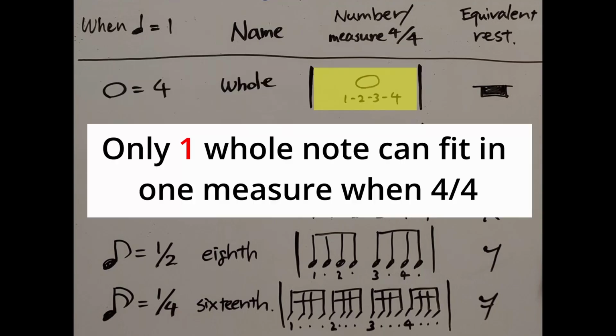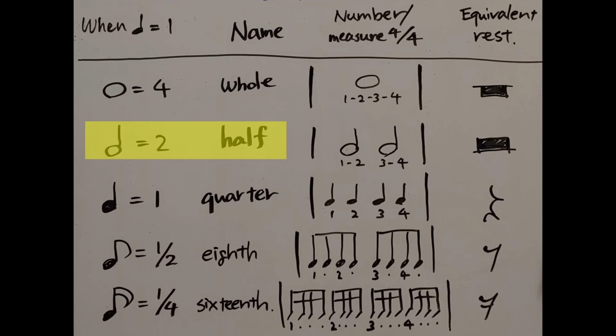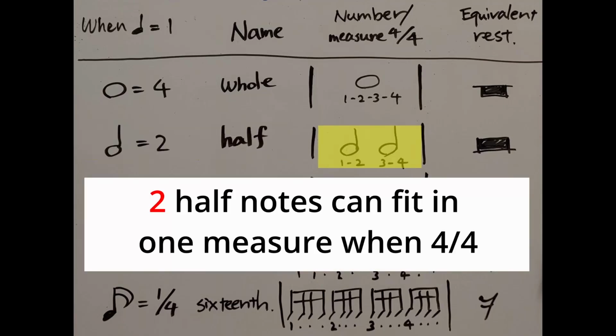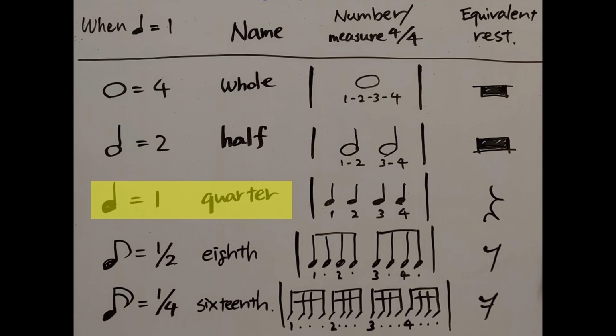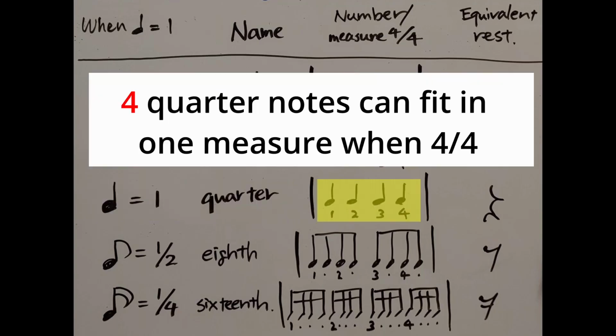So when there's a whole note in 4/4, you're going to count 4. 1, 2, 3, 4. When you have half notes, each equals 2 beats, so in a 4/4 measure you're going to have 2 of them. 1, 2, 3, 4. And if it's a quarter note, since it equals 1 beat, you can fit 4 of them. 1, 2, 3, 4.